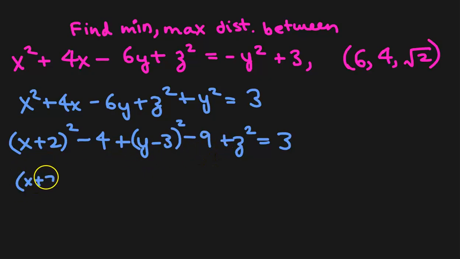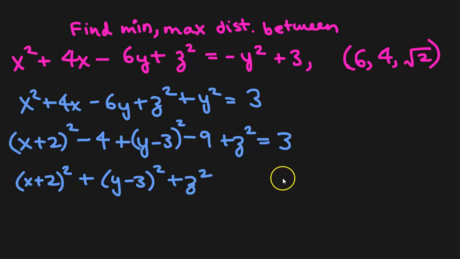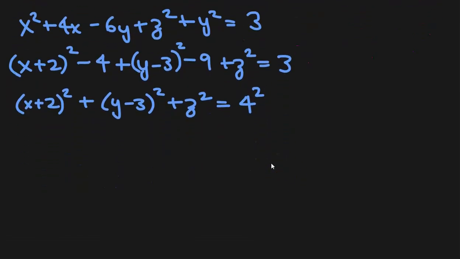So the left hand side is now x plus 2 whole squared plus y minus 3 whole squared plus z squared. Right hand side is 3 plus 13, which is 16, and we're going to write that as 4 squared. You'll see why in a moment. Okay, what does this look like? Well, hopefully you recognize this. This is just the equation of a sphere.